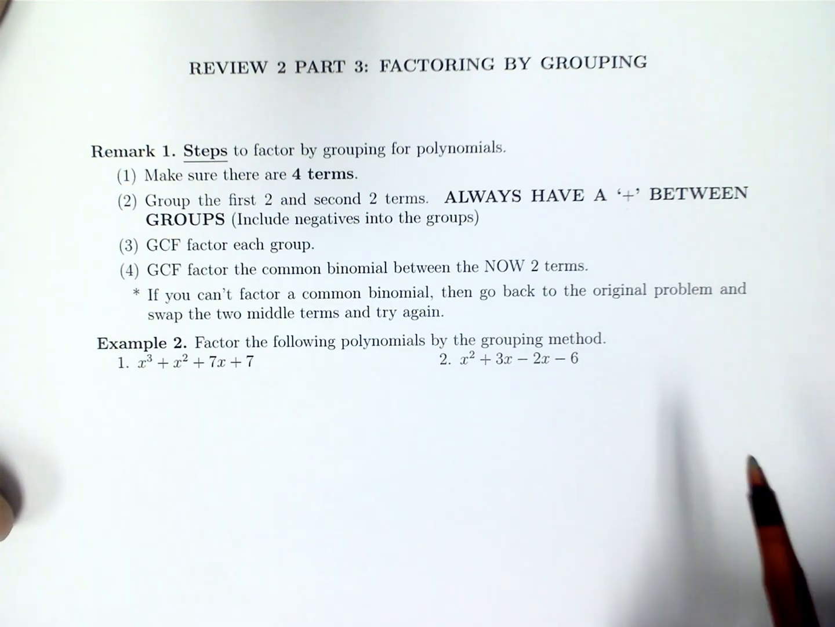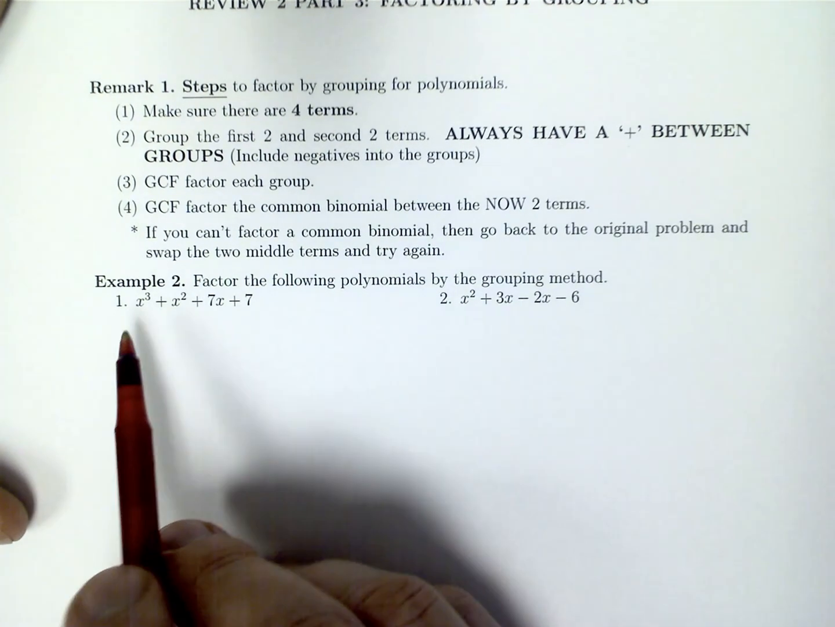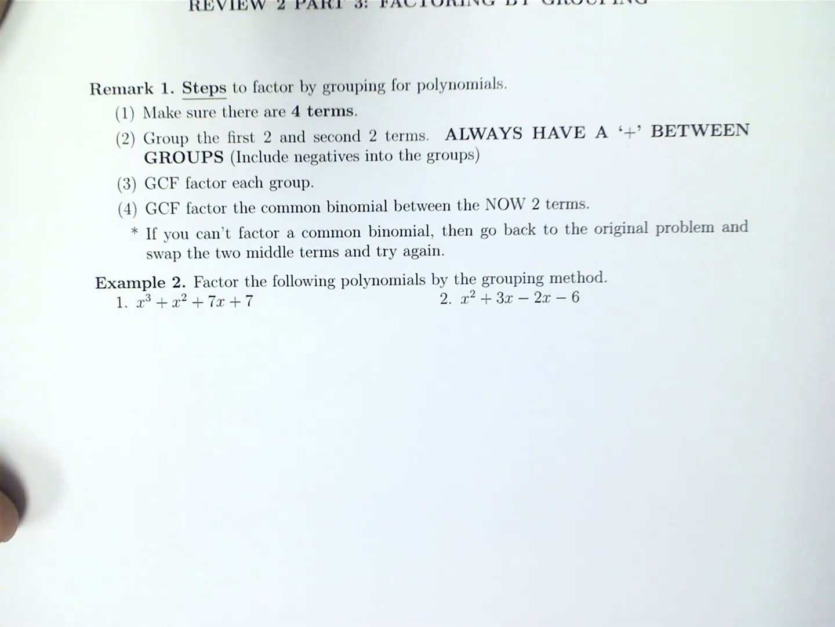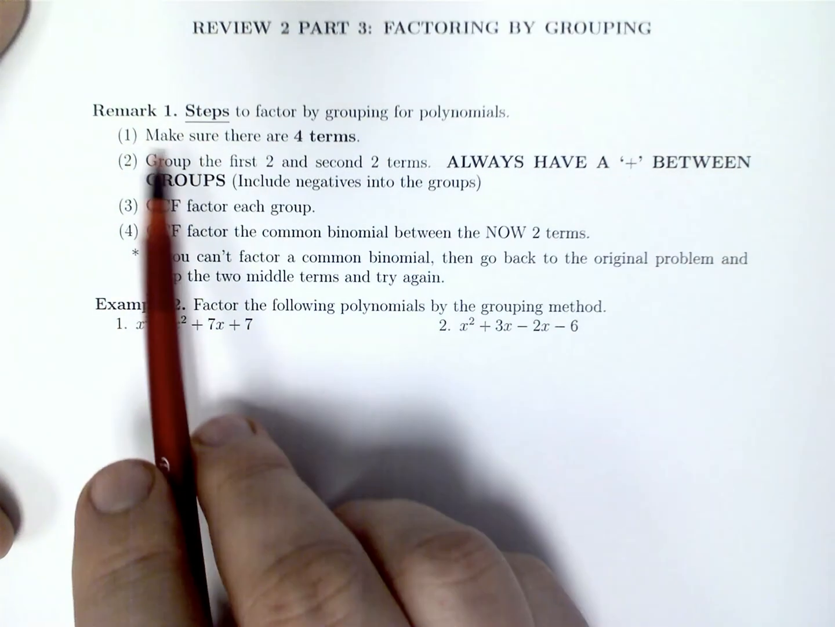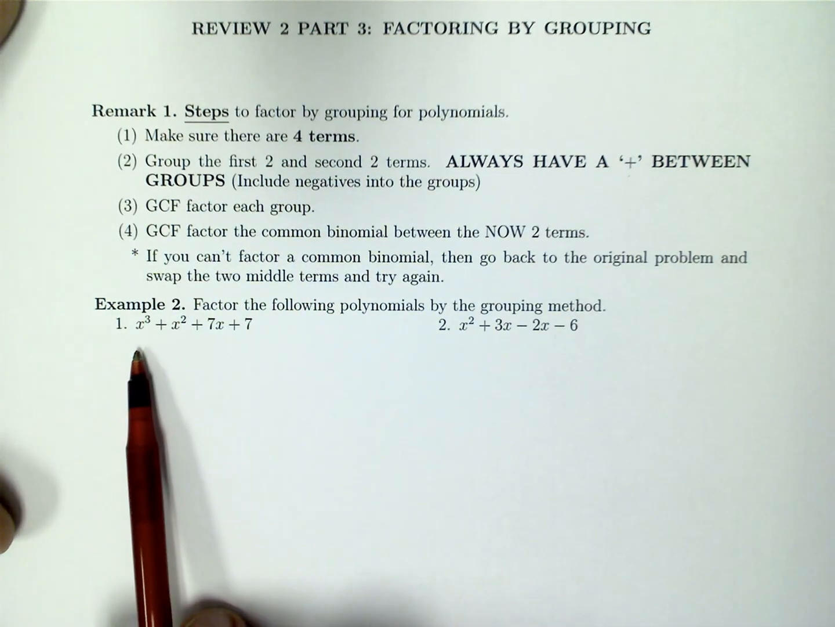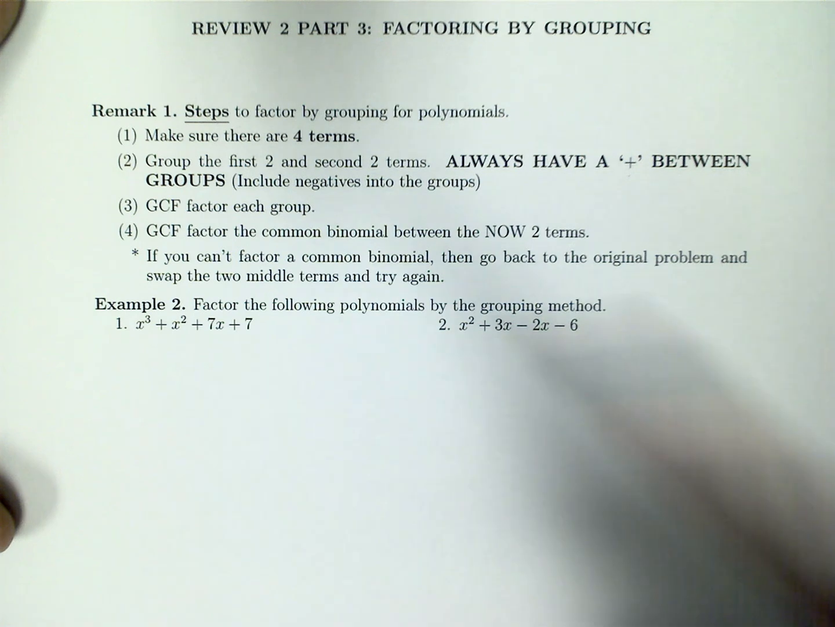So let's take a look at this first one. We have x cubed plus x squared plus 7x plus 7, and we're going to try to factor by grouping. So the first thing, almost the zeroth step: do we have four terms? Are there four terms here? 1, 2, 3, 4. Yes, there are.